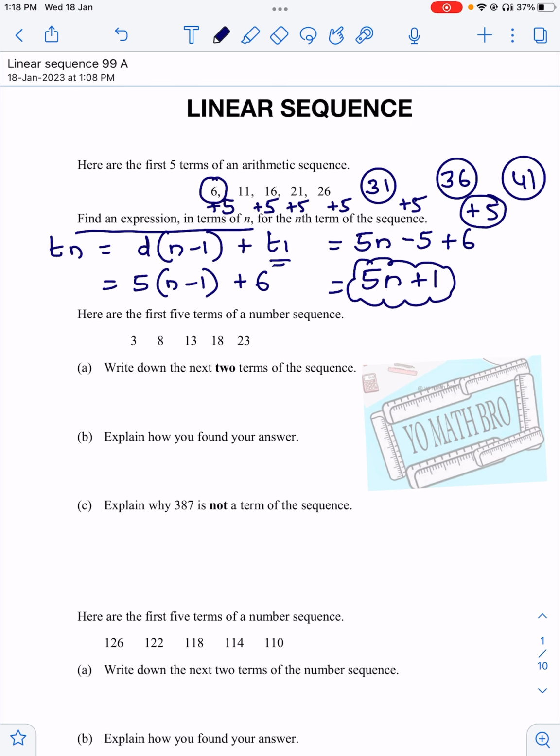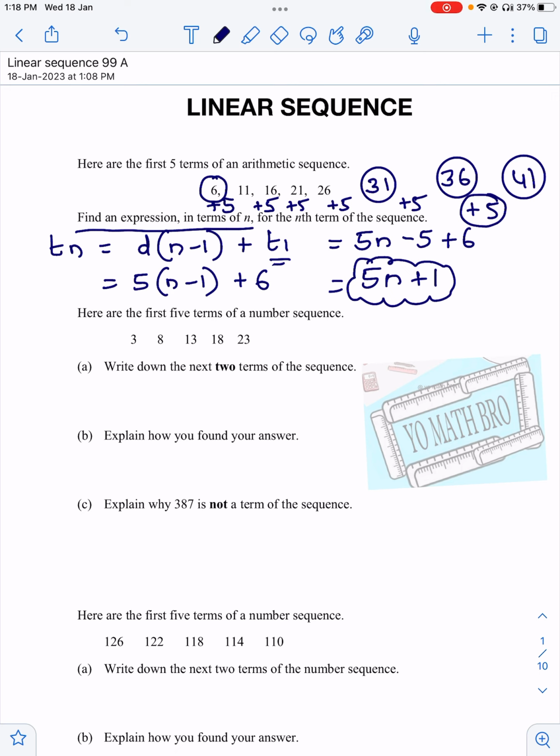So suppose they ask you to find the 50th term. Here n will be 50. So 5 into 50, 250, plus 1 gives you 251. That is my 50th term. So getting an nth term, or a formula for the nth term, gives us a simple expression by which we can get any term in the sequence. They haven't asked for the 50th term, but for understanding I have solved this.